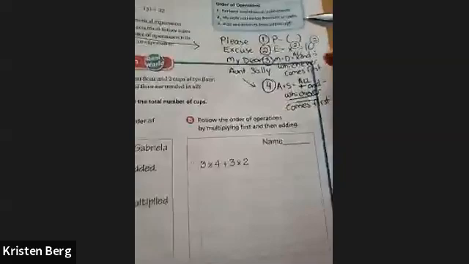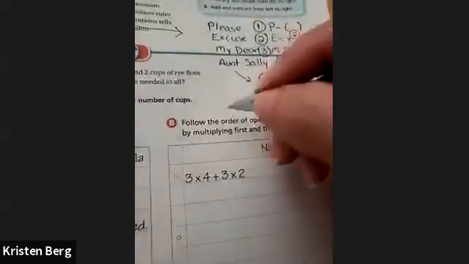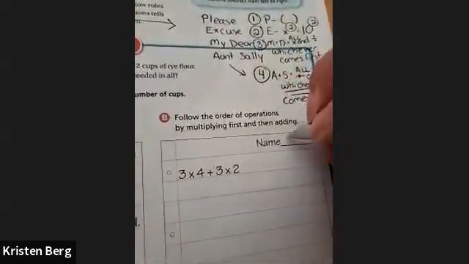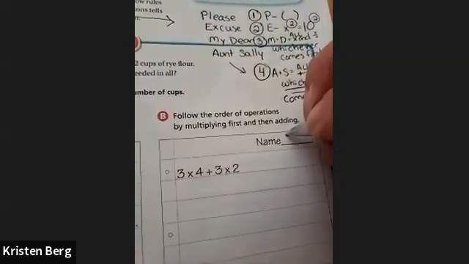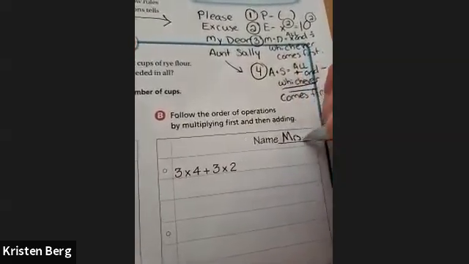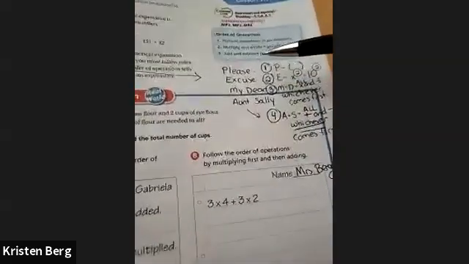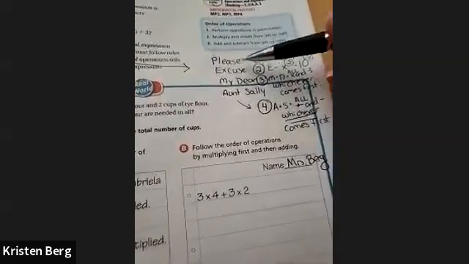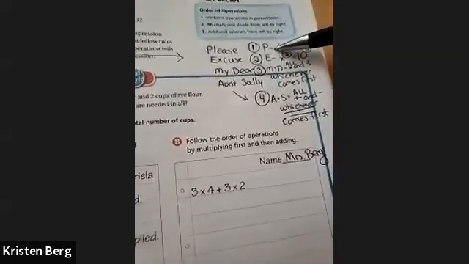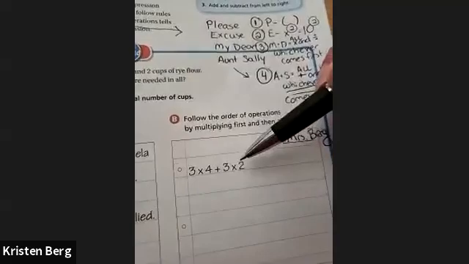So let's go over here. Now we're going to do it correctly. Follow the order of operations. So you're going to put your name here. So Mrs. Berg, and you're going to put down yours, or you can put your name down there. So first, let's follow the order of operations. Again, the first thing that we look for is any parentheses. There are no parentheses. So what I do with my students is I tell them, please excuse my dear.